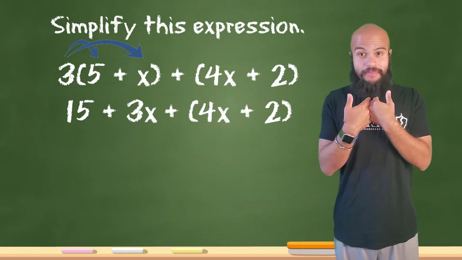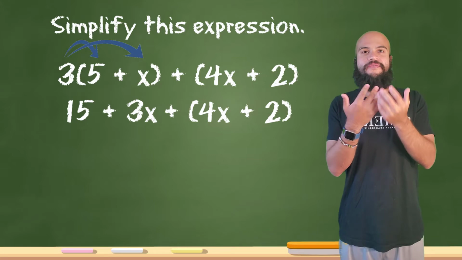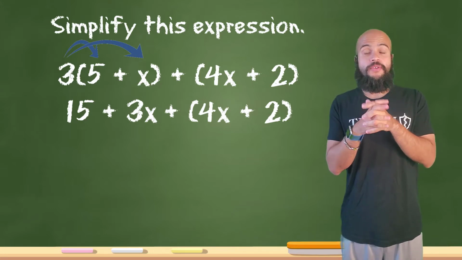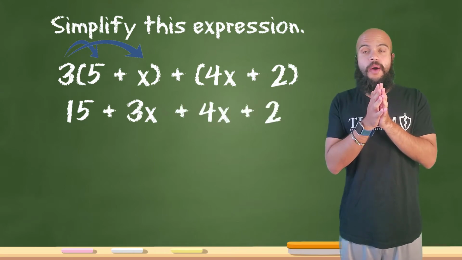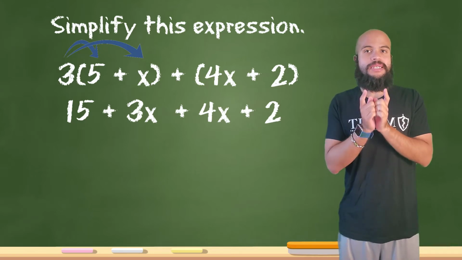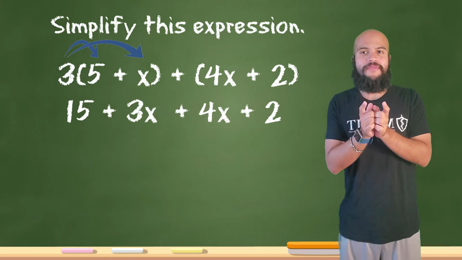And we know in mathematics we can add terms in any order, and it doesn't affect the sum, it's not going to affect the answer. Therefore, I'm going to drop the parentheses on the 4x plus 2. Once again, I can only do this because what is inside the parentheses is simply being added. And the order you add does not make a difference.